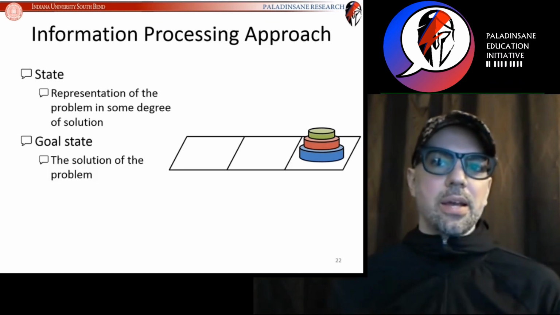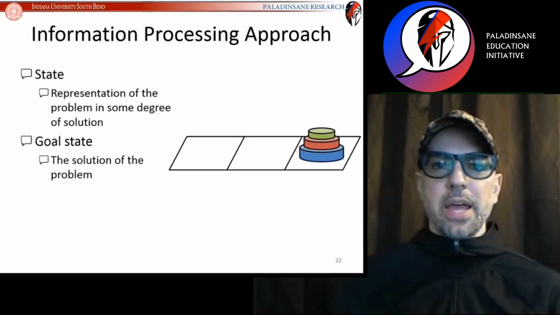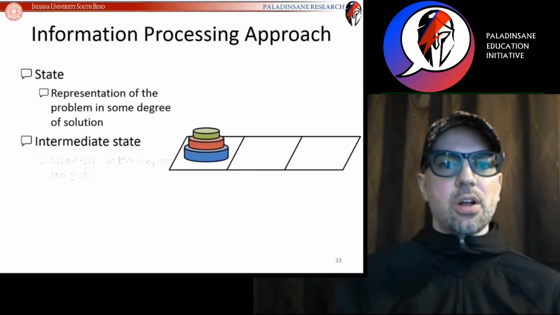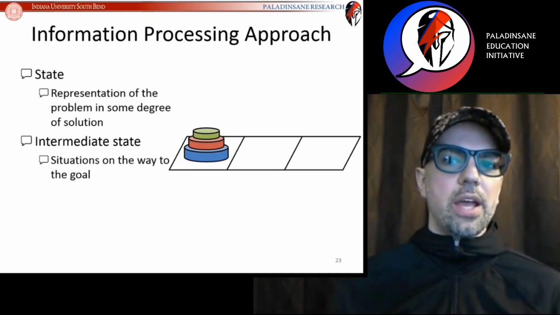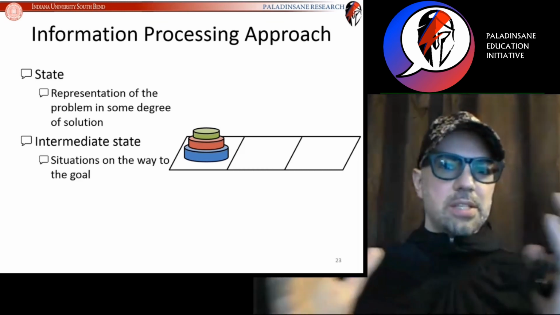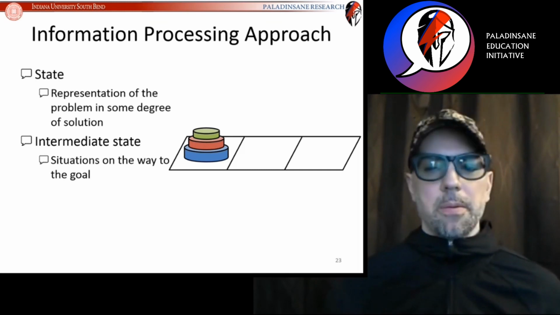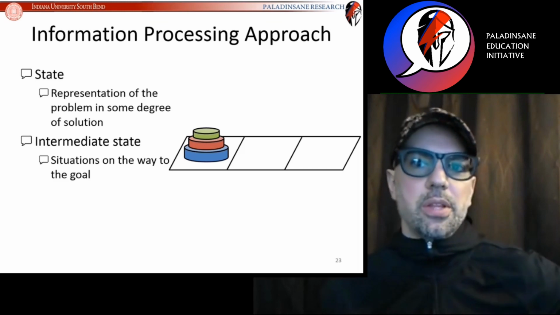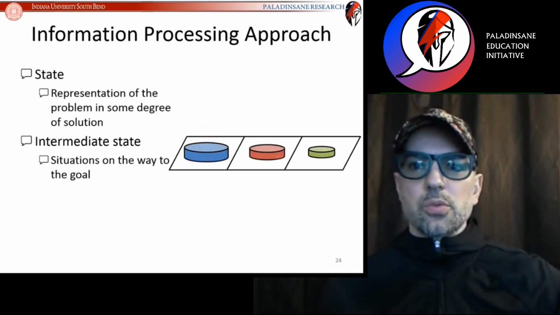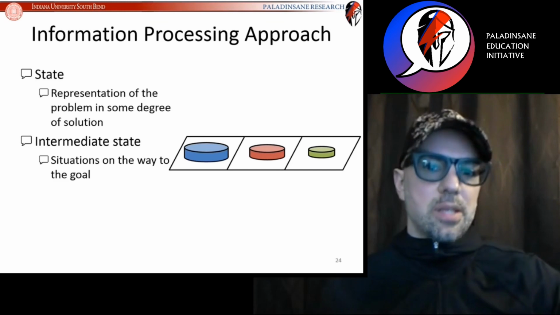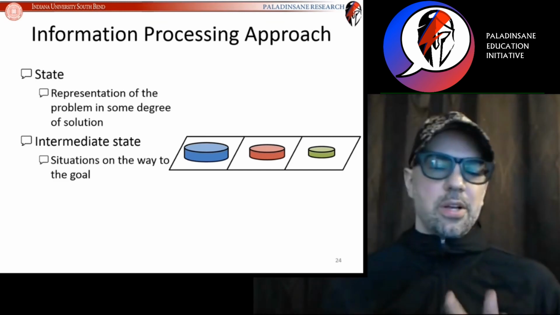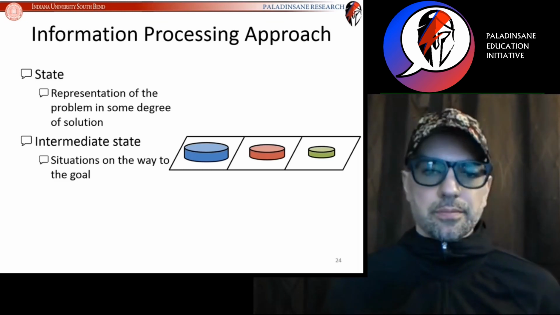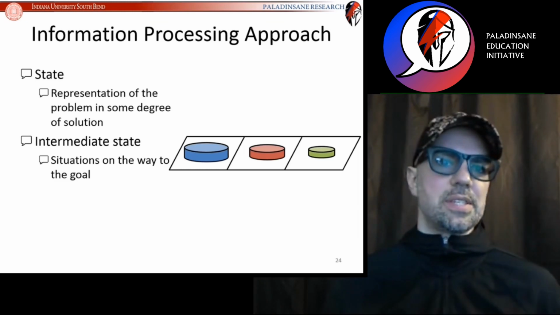And how we get there is by moving through the problem space and moving through intermediate states. And intermediate states are all the situations that you get to on your way to the goal. So these are basically the midway parts of the problems, the middle solutions, right? The middle parts of the solution. So for example, in the Tower of Hanoi, this is one of your intermediate states. At some point, you could have this configuration of disks in your solution.